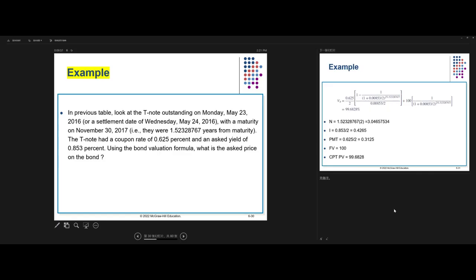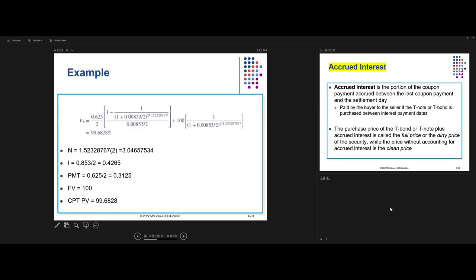So this is PMT, and then yield is 0.853%, but this is annual. Therefore, we have to divide it by 2 to get the semi-annual rate. So this is I/Y, and then FV in this case is going to be $100. Therefore, we can calculate the PV. Yeah. So basically this is how to calculate it. If you use equations, that's possible to calculate, but I think it's too much work. So financial calculator is way much easier. So this is the answer for it.